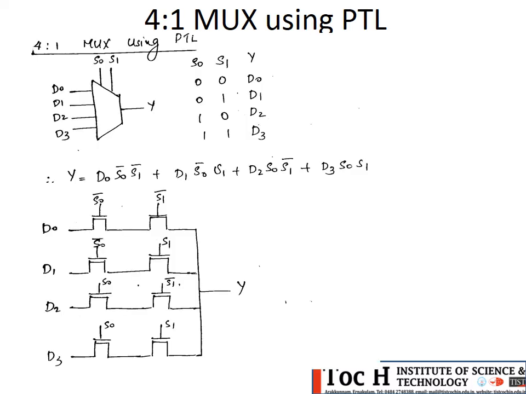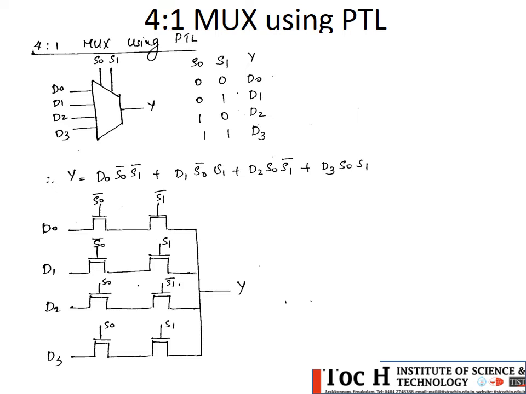Next comes the 4:1 mux using pass transistor logic. So here four inputs are there and two select lines. The first step is to write the logic function for this 4:1 mux. Then this is the logic function.